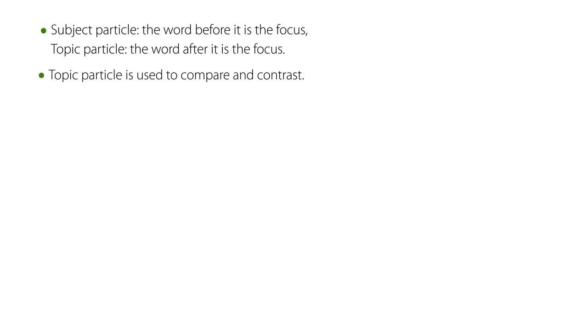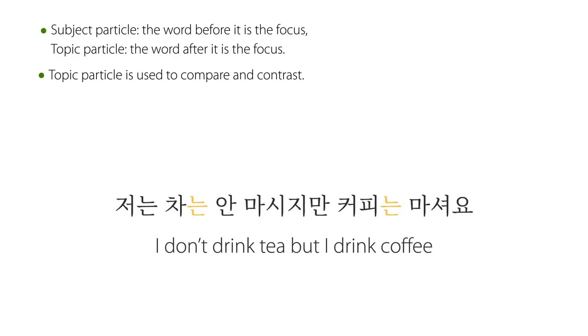Topic marker particle is also used to compare and contrast, when you say you do something or you like something but you don't like something else. For example, 저는 차는 안 마시지만 커피는 마셔요. I don't drink tea, but I drink coffee.